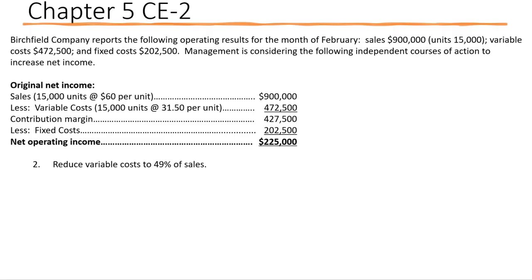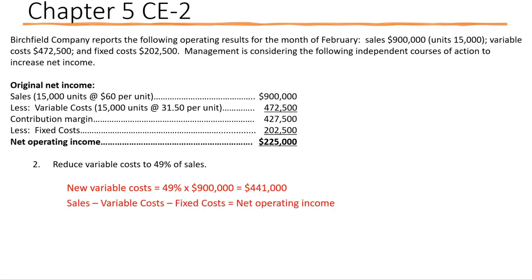The second option is to reduce variable costs to 49% of sales. So looking at our original net income, we had sales of 900,000. Our variable costs are more than 49% of sales. So if we want to reduce our variable costs to 49% of our sales, we take 49% of that 900,000, we get 441,000. So $31,500 less in variable costs.